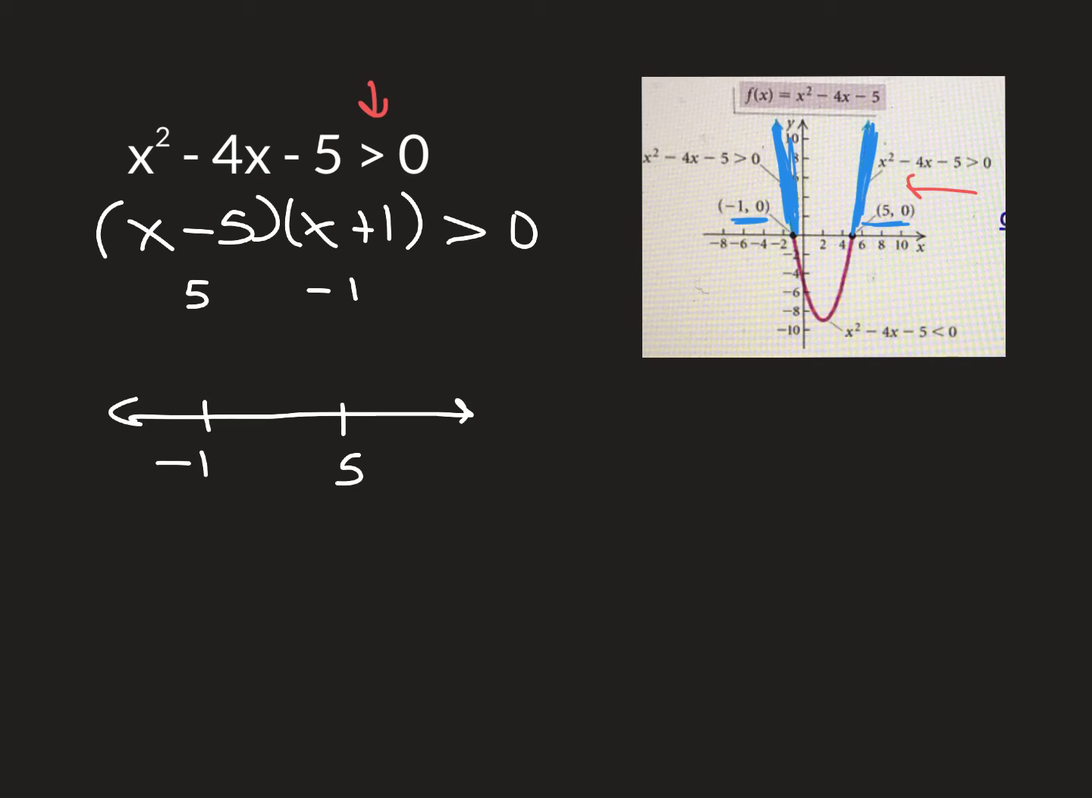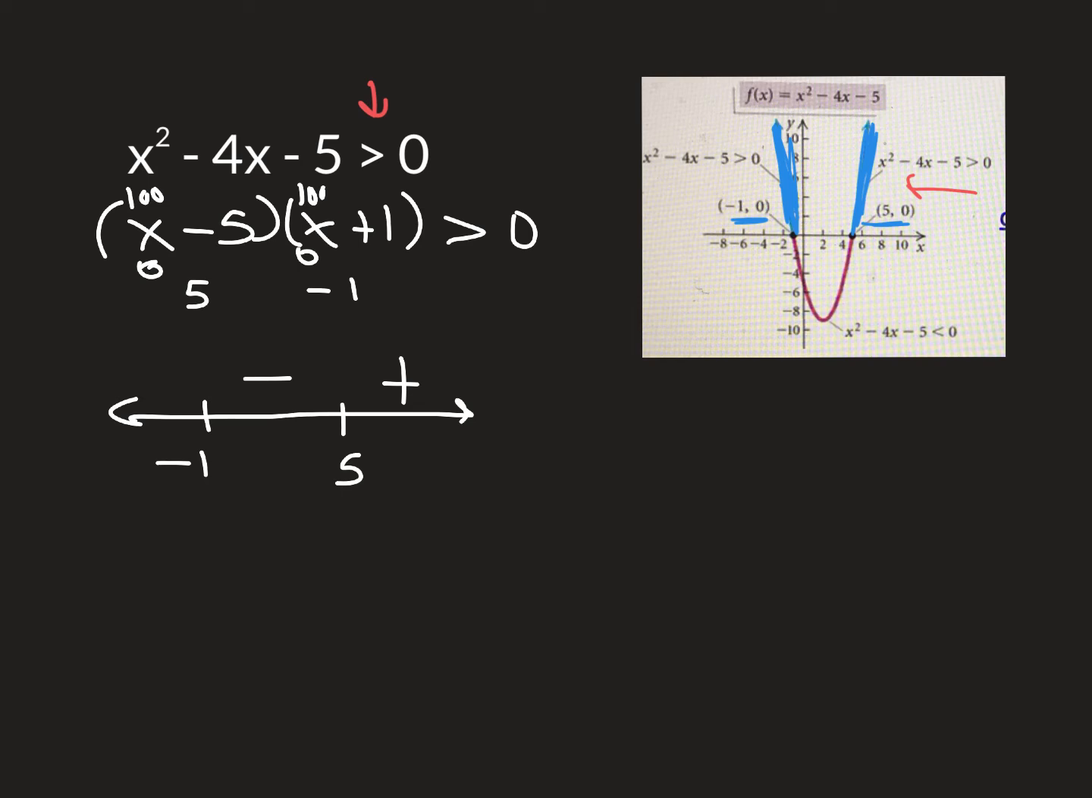Then I'm going to take a really large number, like, I don't know, 100. If I plug 100 in for the x's in the parentheses, the first parentheses will be like 95, the second one's 101. If you multiply those two numbers together, you get a positive number. So I'm just going to put a plus sign. Anything above 5 that you plug in there is going to be positive. If I plug in something in between the -1 and 5, like 0, in both parentheses where the x's are, I'd get a -5 and a +1. If I multiply those two together, I'd get a negative sign. So I'm going to put a negative. Anything between -1 and 5 that you plug in those parentheses, you get a negative number.